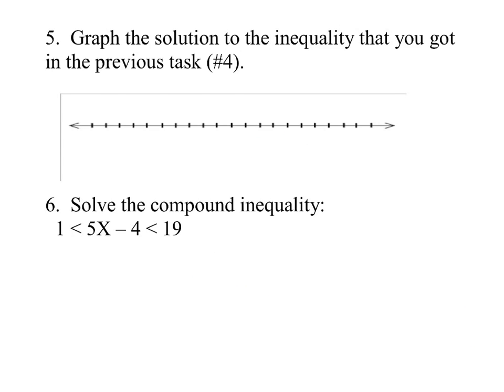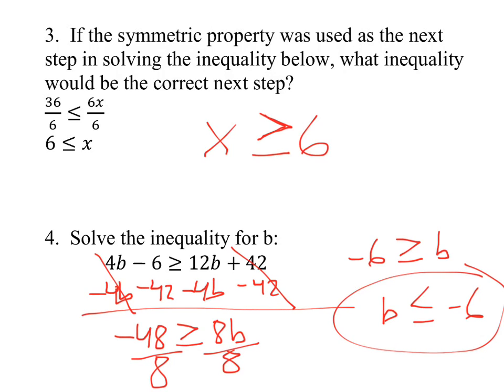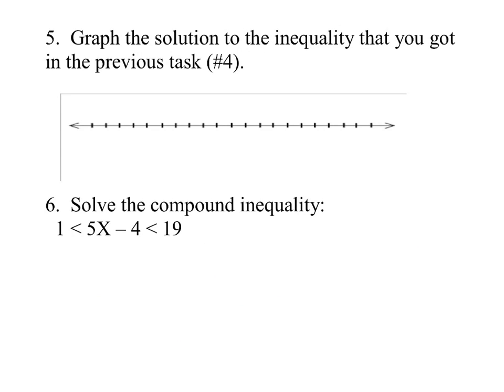And I need to graph the solution to that. Right there, so b less than or equal to negative 6. Well, negative 6 is kind of down below, so I'm going to put 1 over here, and negative 1, negative 2, negative 4, negative 5, negative 6. You just have to add some numbers to your number line here. And negative 6 is going to be right here.